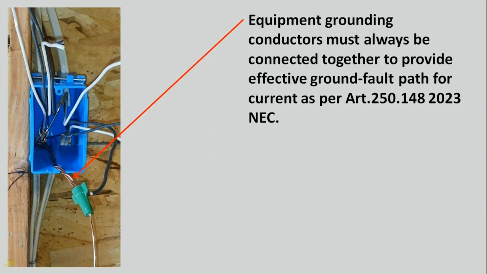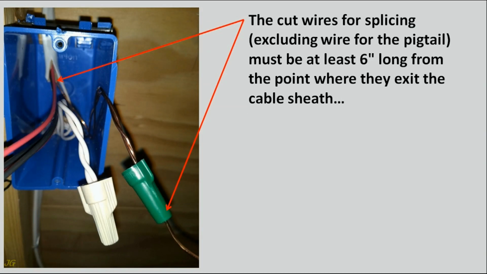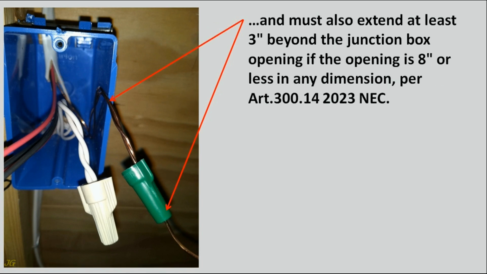Equipment grounding conductors must always be connected together to provide an effective ground fault path for current as per Article 250.148, 2023 NEC. The cut wires for splicing, excluding wire for the pigtail, must be at least 6 inches long from the point where they exit the cable sheath, and must also extend at least 3 inches beyond the junction box opening if the opening is 8 inches or less in any dimension, per Article 300.14, 2023 NEC.